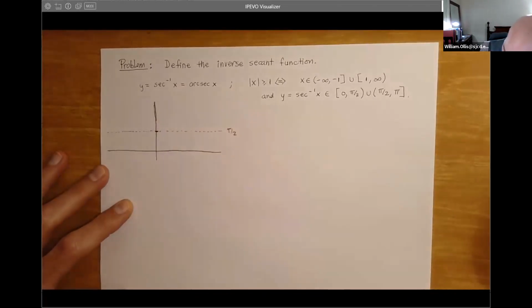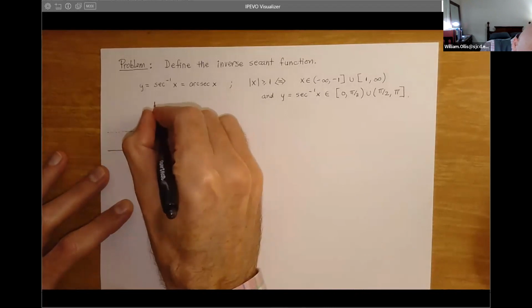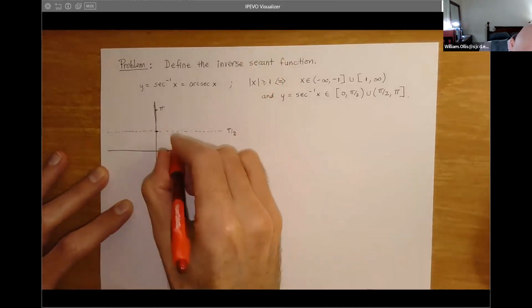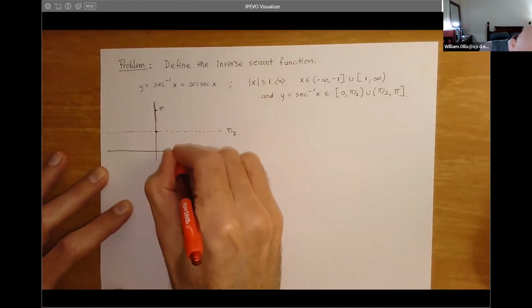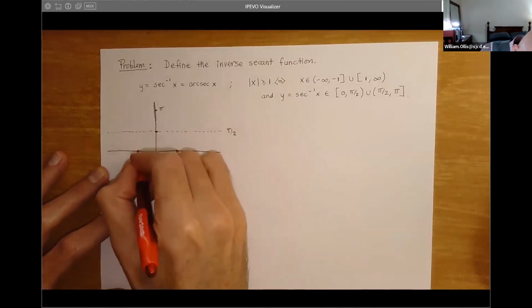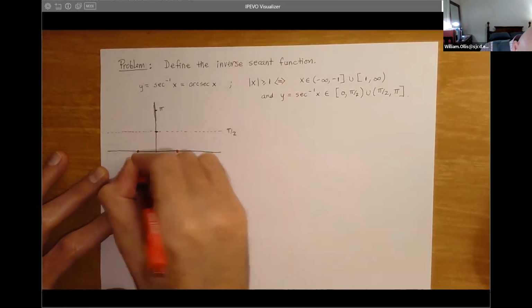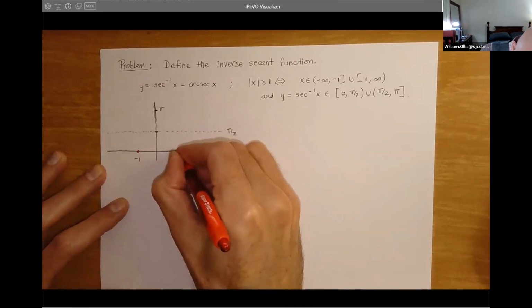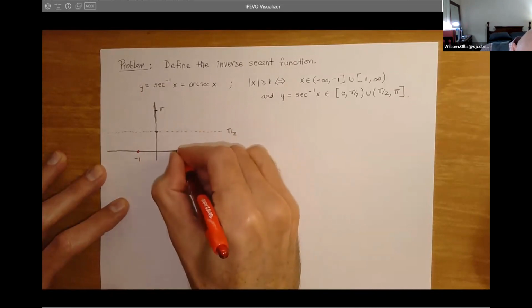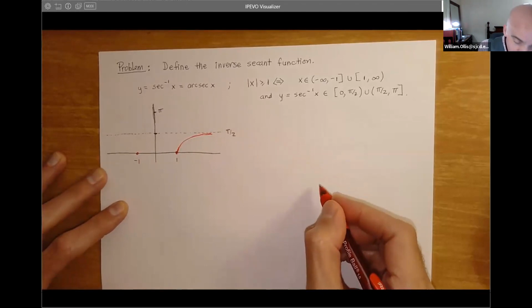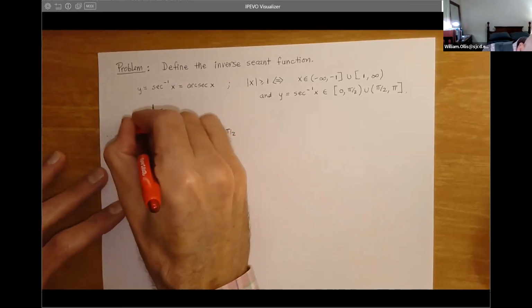Okay, and now let's go ahead and mark off the pi. And then we have our one and minus one. And so we have our 1, 0, which then approaches pi over two. So we're going to get two branches that look very familiar to us. And then, of course, the negative one, pi.